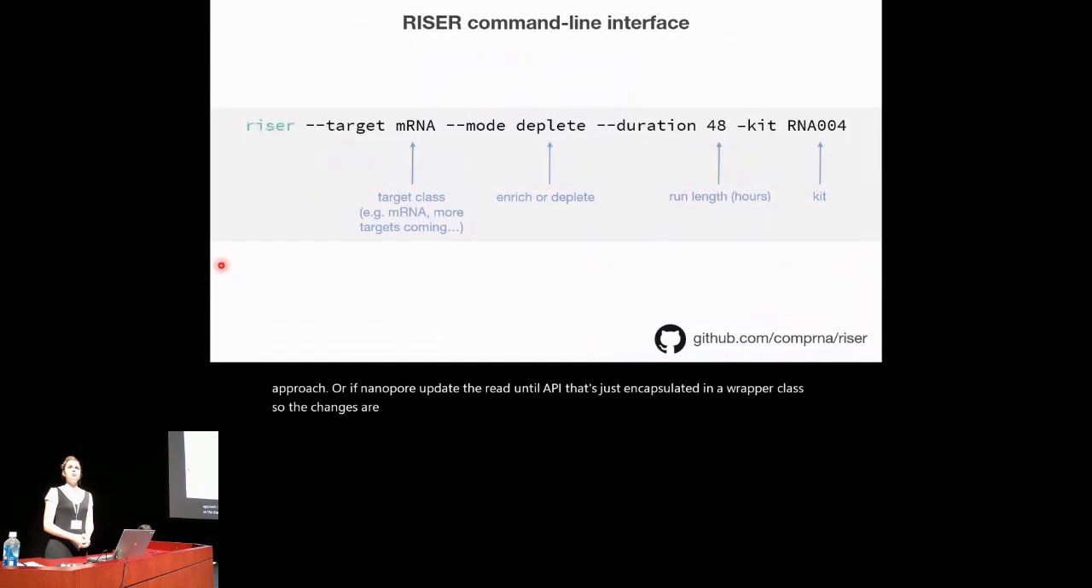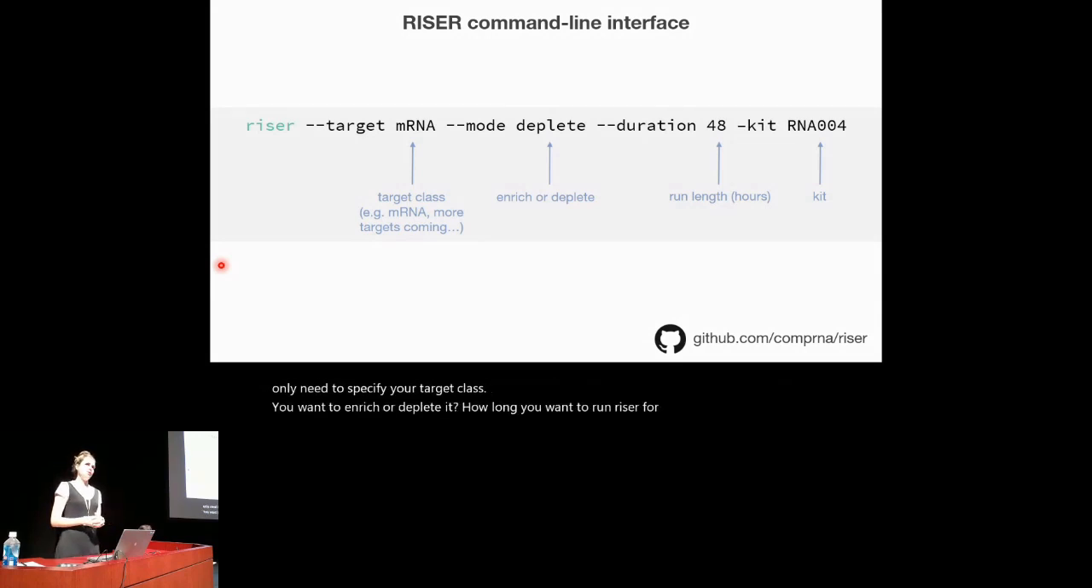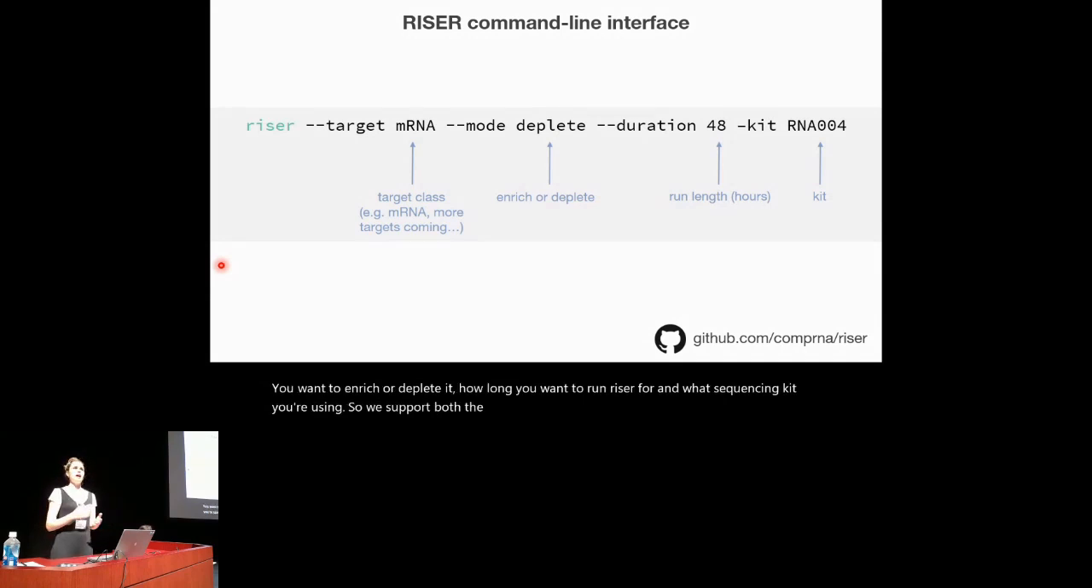So we've developed a simple command line tool to run RISA. You only need to specify your target class, whether you want to enrich or deplete it, how long you want to run RISA for, and what sequencing kit you're using. So we support both the RNA 002 and the new RNA 004 sequencing kits. You don't need to change anything when setting up your run. RISA will just interact with the sequencer in the background.